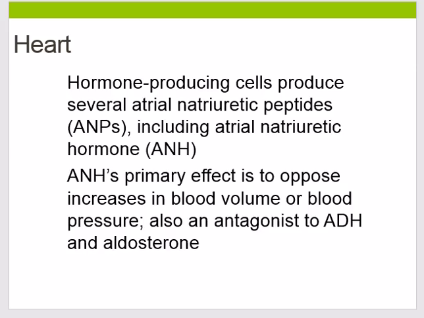The term natriuretic refers to the fact that its principal effect is to promote loss of sodium from the body by means of urine. And as we know, when sodium is lost from our internal environment, water will then follow, again due to osmosis. Water loss results in a decrease in blood volume naturally and a decrease in blood pressure. We can therefore state that the primary effect of ANH is to oppose increases in blood volume or blood pressure, or to decrease it, right? To decrease blood volume, decrease blood pressure.